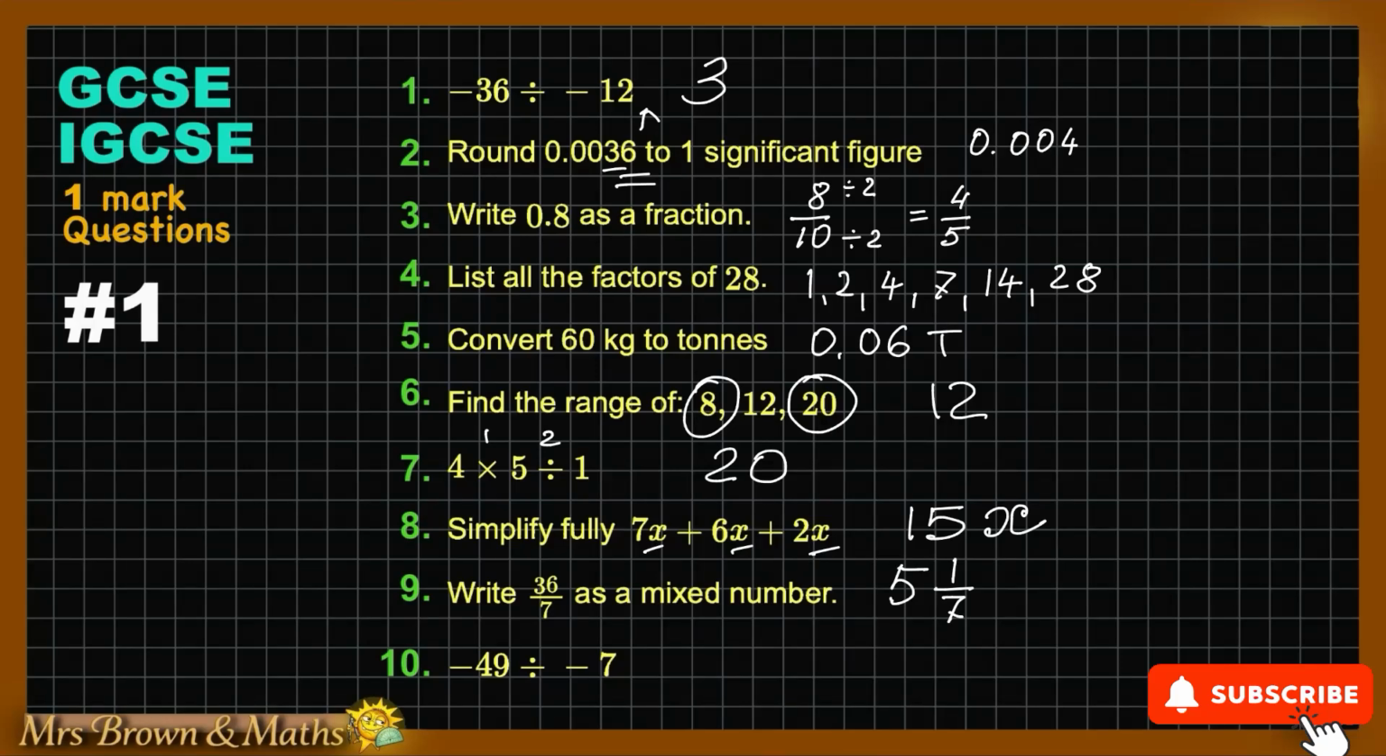Question 10. Negative divided by negative again gives a positive. 49 divided by 7 is 7. These are all 1-mark questions. Individually small, but together they can cost you a whole grade.